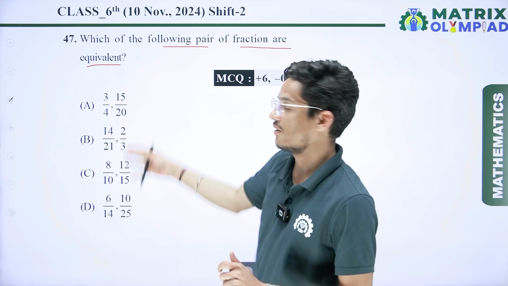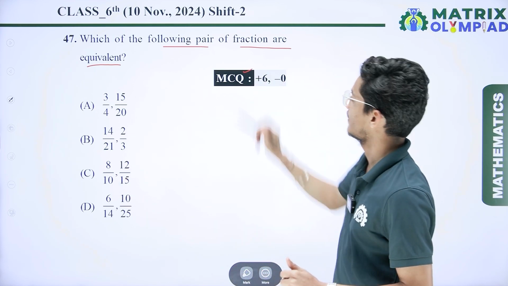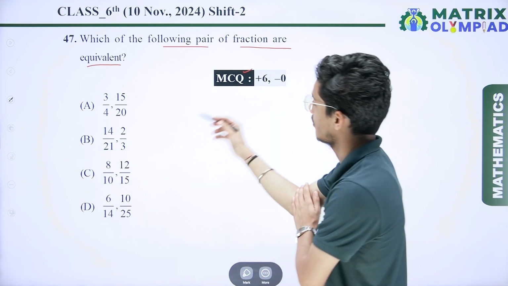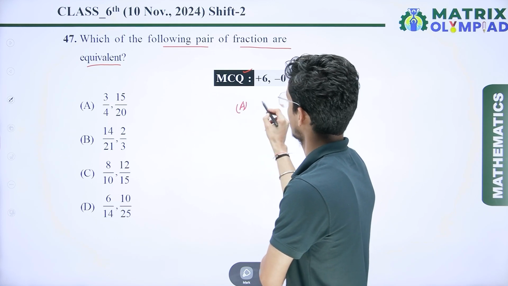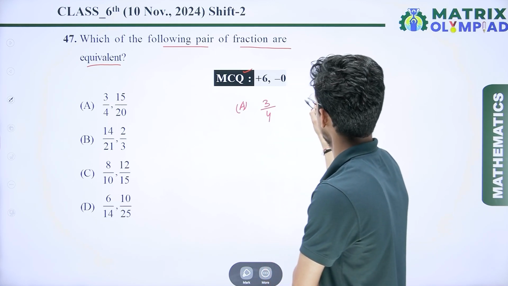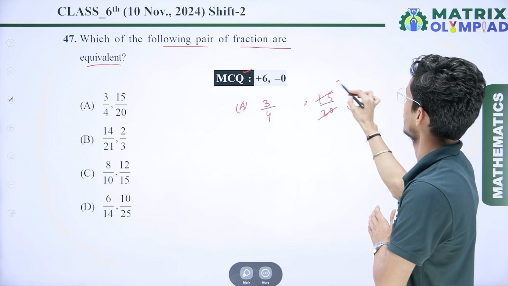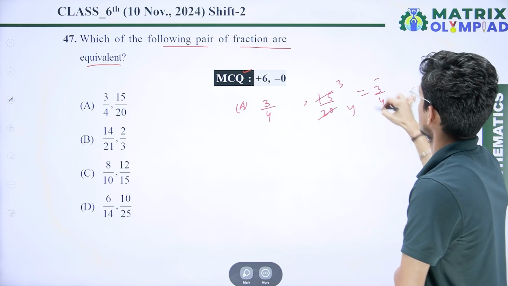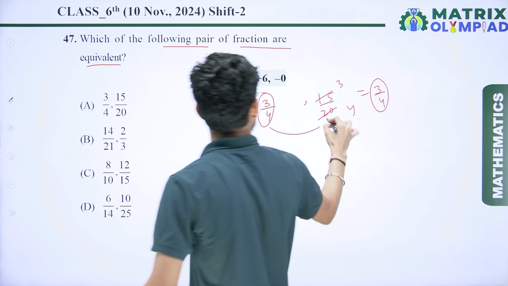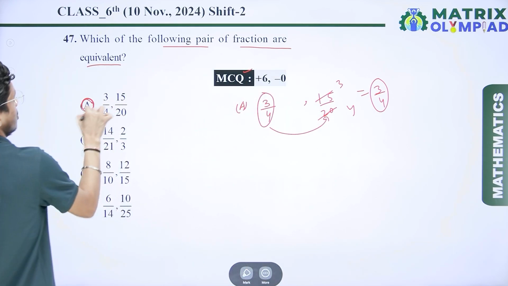Now here we have been given 4 options and this is a multiple correct answers question. If I talk about A, we have been given 3 by 4, and this is the simplest form. If I talk about 15 upon 20, we know 5 4s are 20 and 5 3s are 15, that is 3 by 4. So these 2 fractions are equivalent fractions. So here option A is correct.